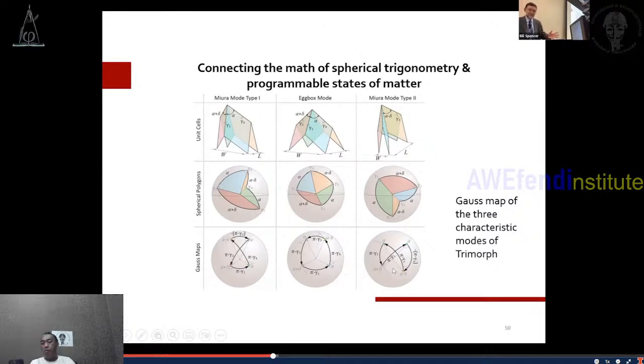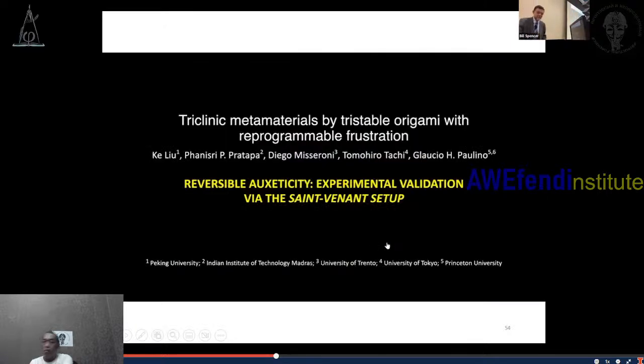And here we have the Gauss map of the 3 characteristic modes of the trimorph. As we expect, for example, the egg box is a spherical quad in the Gauss map, and the Miura is always a bow tie, but you can see that they are in different orientations. This bow tie here is in the vertical orientation, and this one in the horizontal, because they are 2 different modes.